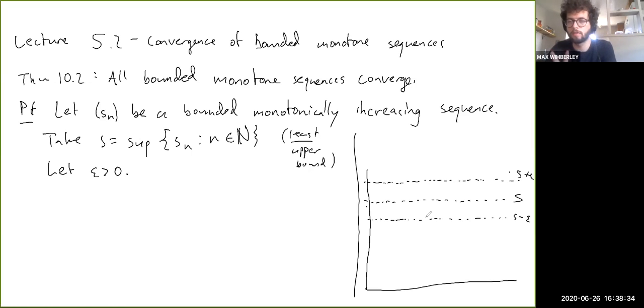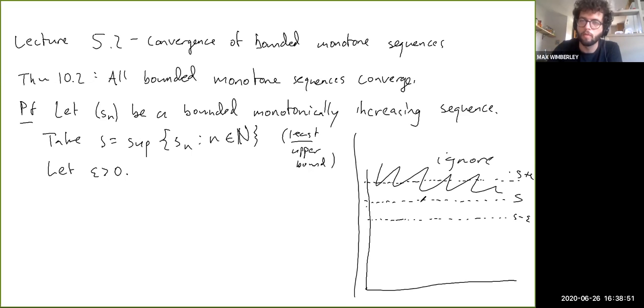Well, there are two things we can notice right off the bat. First of all, the sequence will never be outside of the band on this side. In fact, the sequence will never be above S. So this whole area we can ignore. We're not worried about the sequence being greater than S. So really we just want to get the sequence within this lower bit.